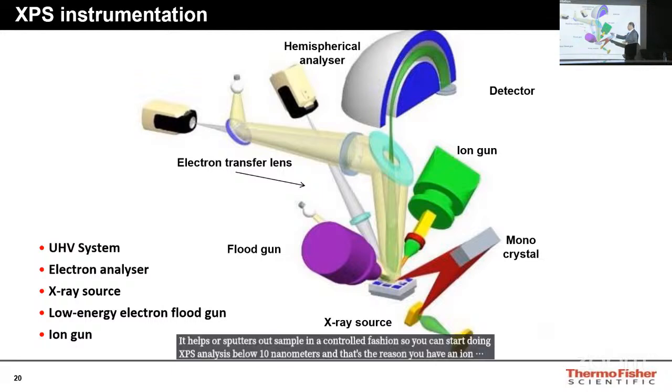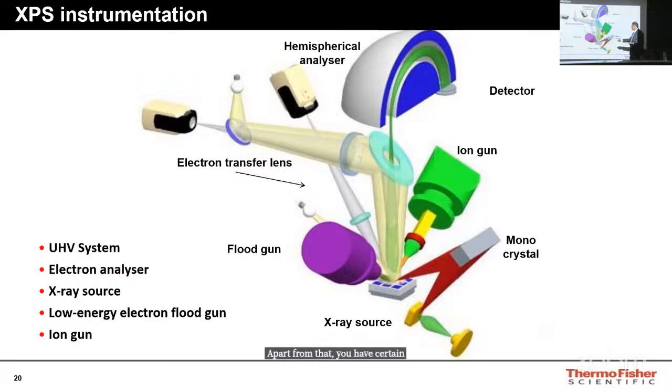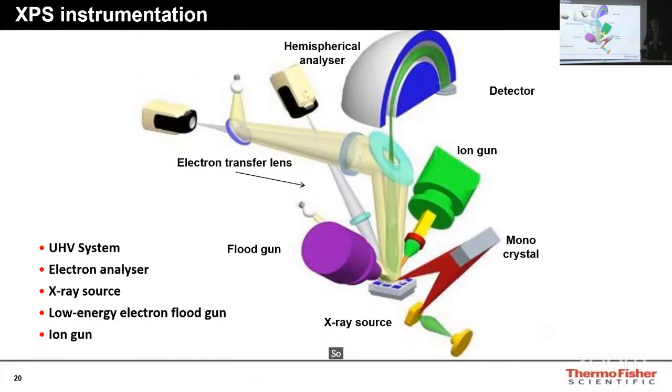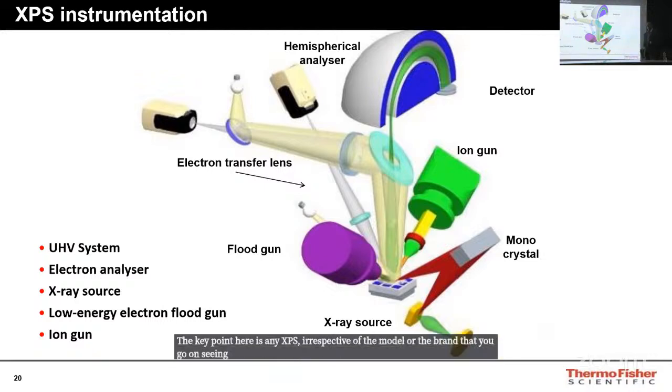Apart from that, you have certain cameras which help you to get different views of the sample that you're trying to work on. So that's a quick overview of an XPS instrument, what we are talking about. The key point here is any XPS, irrespective of the model or the brand that you go on seeing, as a student community, it's very important you acknowledge the different parts of an instrument. So you are able to appreciate the build of the instrument as you work for your research.